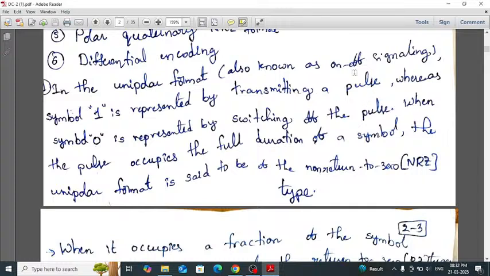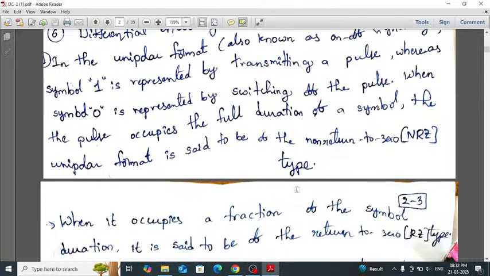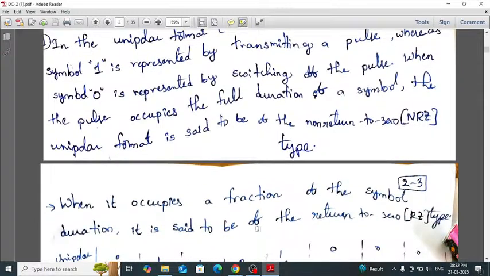So this is the unipolar format. When the pulse occupies the full duration of a symbol, the unipolar format is said to be non-return to 0. When it occupies a fraction of the symbol duration, generally we consider it as half of the symbol duration, it is said to be of the return to 0 type.